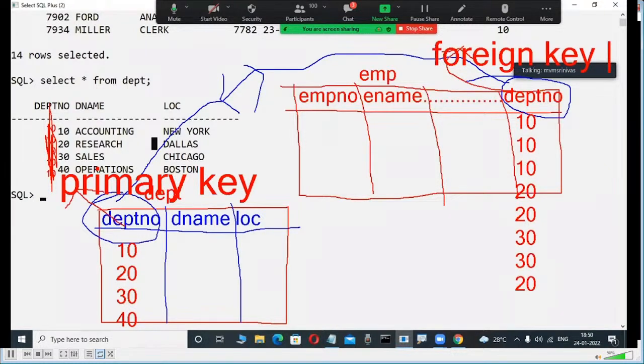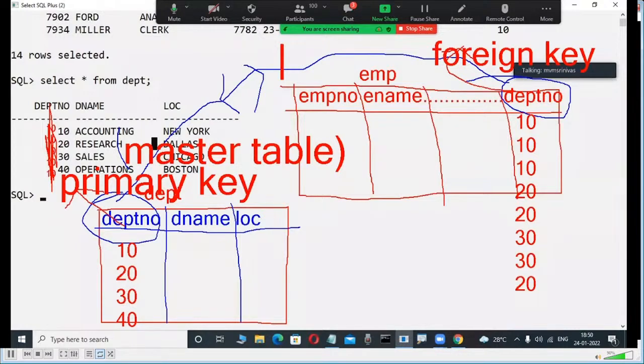Okay, fine. Whenever a table having a primary key is related to another table's foreign key, this primary key table is called what? Master table. Observe here, master table. This is a master table, because the primary key is available. That table is called a master table. Again, where a foreign key is available, that table is also called what? A child table or detail table.